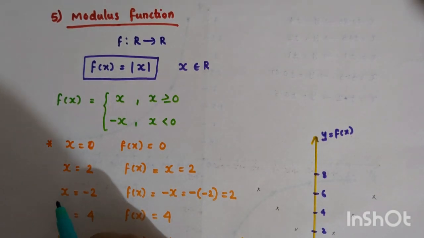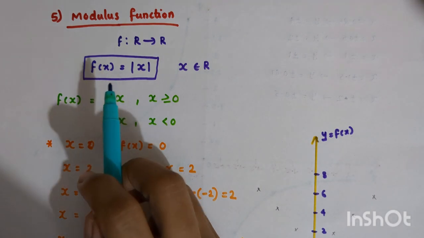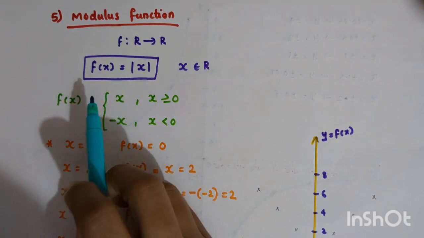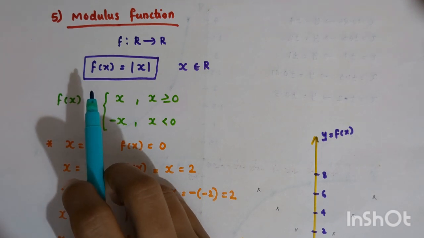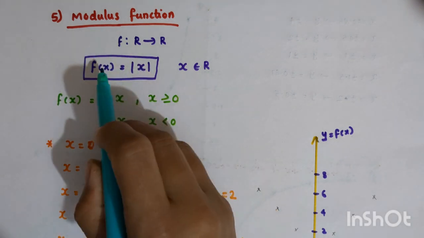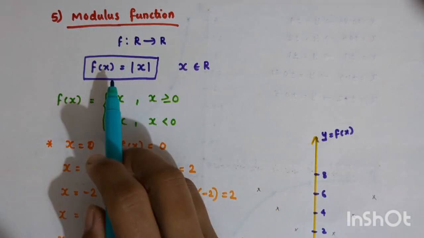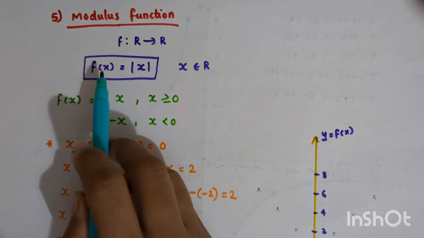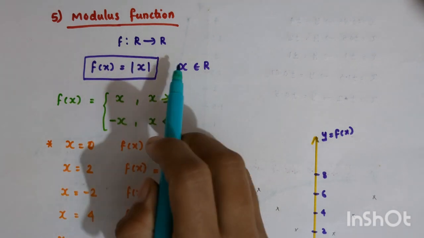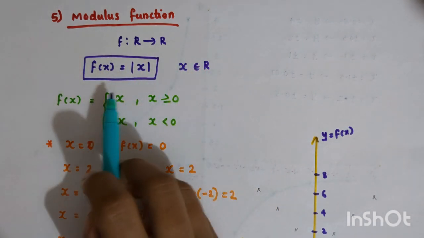Hello everyone. In this video, we are going to discuss the modulus function, which comes under the topic Some Functions and Their Graphs, Chapter 2 Relations and Functions, Class 11 Maths. When we are talking about the modulus function, the function f of x is defined from the set of real numbers R to R. The function defined by f of x equals mod x, or modulus of x, for each x belonging to the set of real numbers R is called a modulus function.